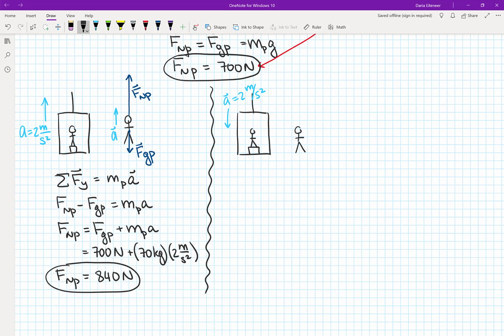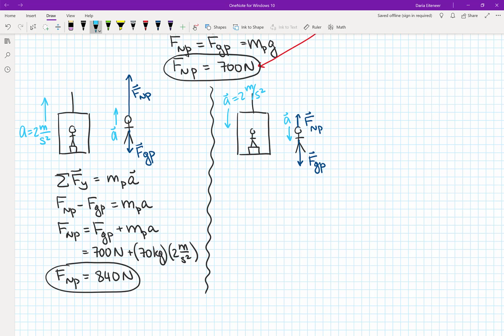We'll draw our free body diagram on the person. Same FGP. But now you should be able to conclude this. FNP is not enough to overcome force of gravity, right? So it's a downward acceleration. That means that downward force is larger than the upward force. Except it's not because of increased force of gravity. The earth pull on the person did not change.